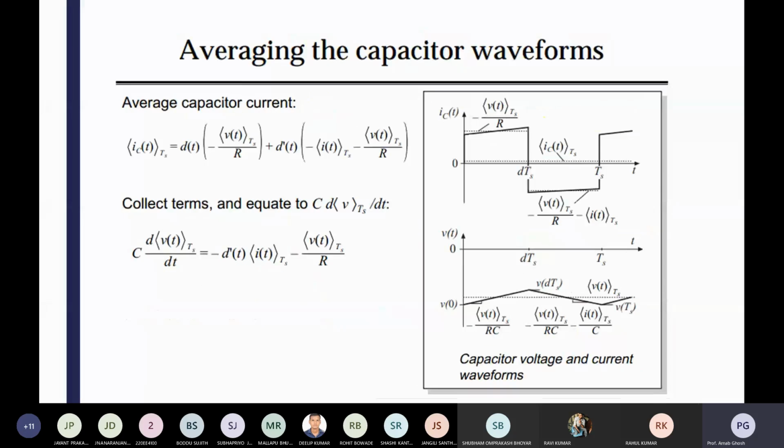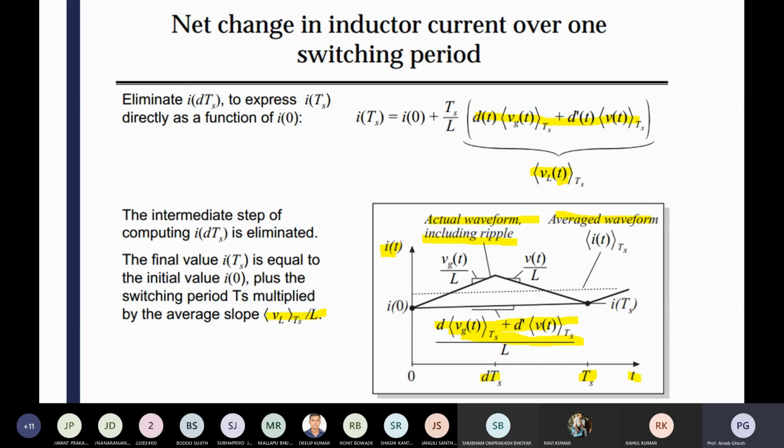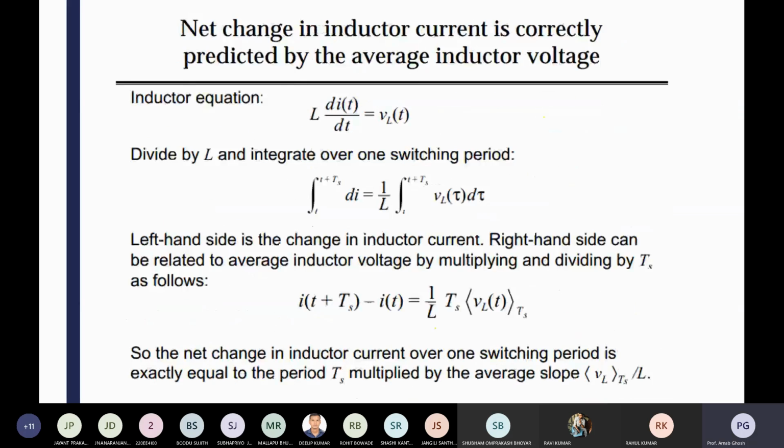Then we can go for the next idea, that is the capacitor waveforms. Like the inductor current waveform, we also focus on the averaging of capacitor waveforms, meaning the capacitor current waveforms. If you see the equations, where were those equations? We can go back to some previous slides to get the idea of the capacitor current.